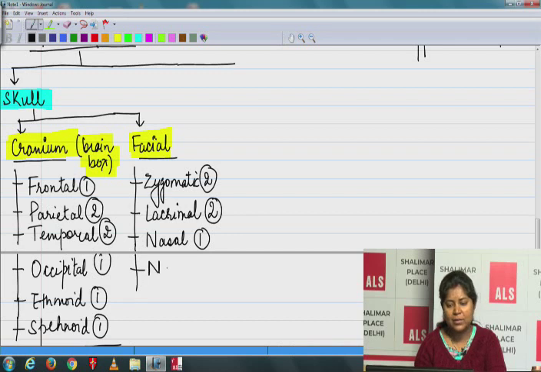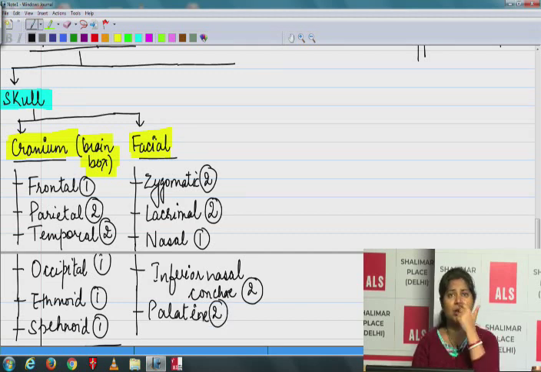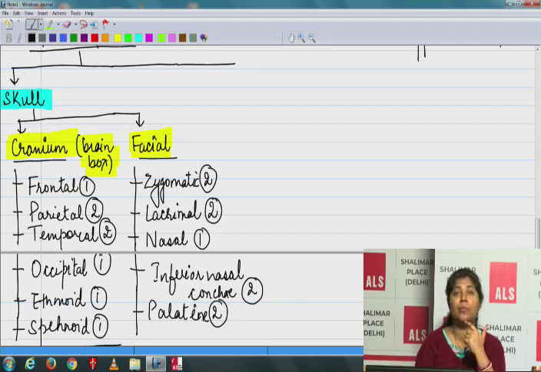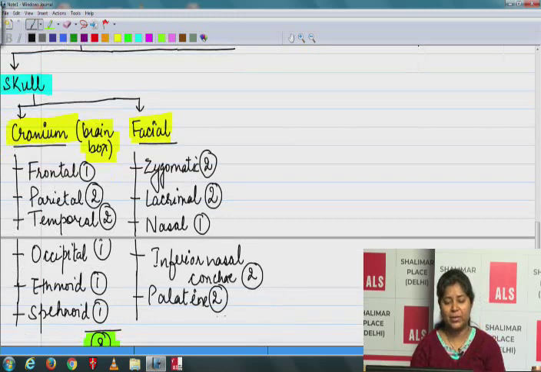Then we have two of inferior nasal conchae. We have 2 palate bones. Palate is a particular part of your system, or you can say the particular part of your buccal cavity that helps you pronounce the T word. So this is the upper roof of your mouth, the hard palate in the anterior part, and the posterior part has the soft palate.